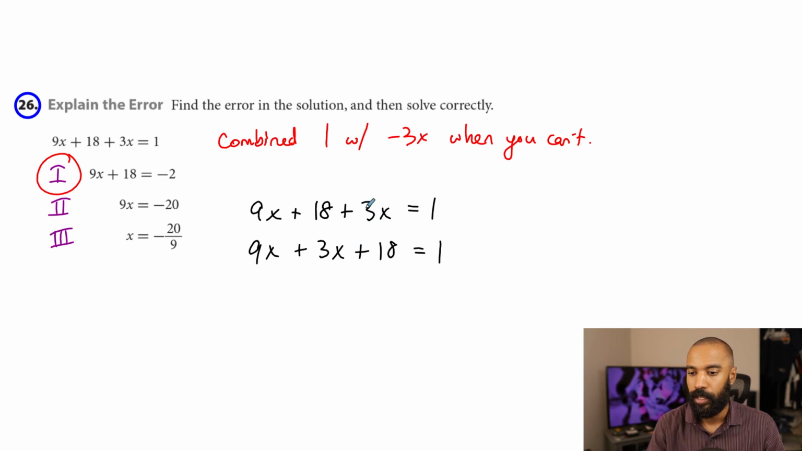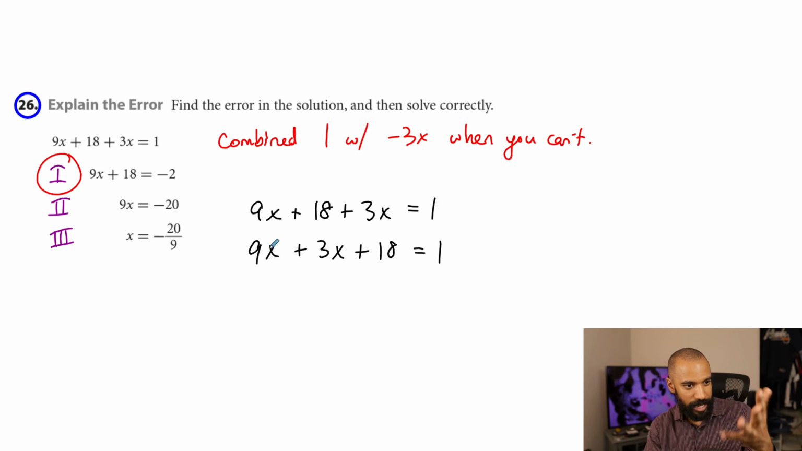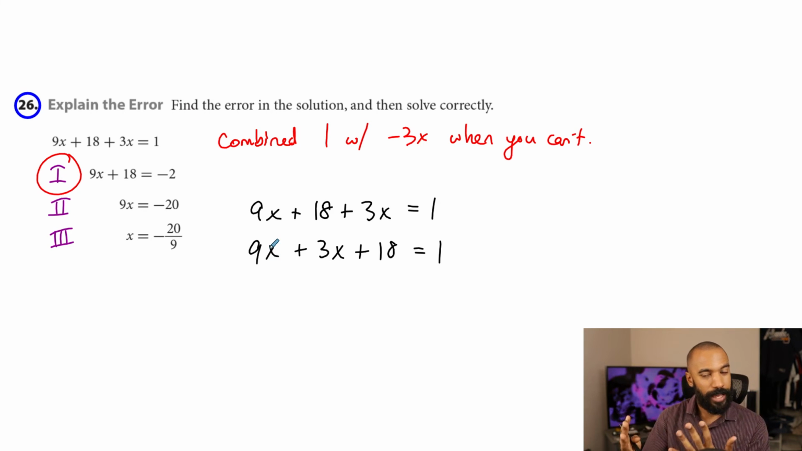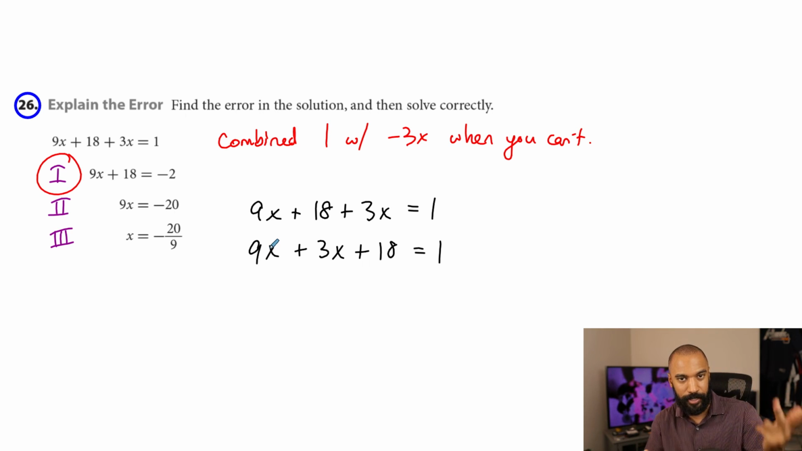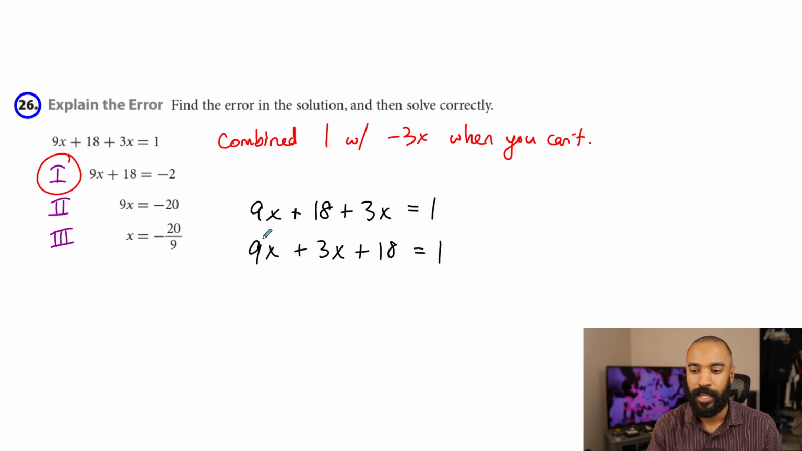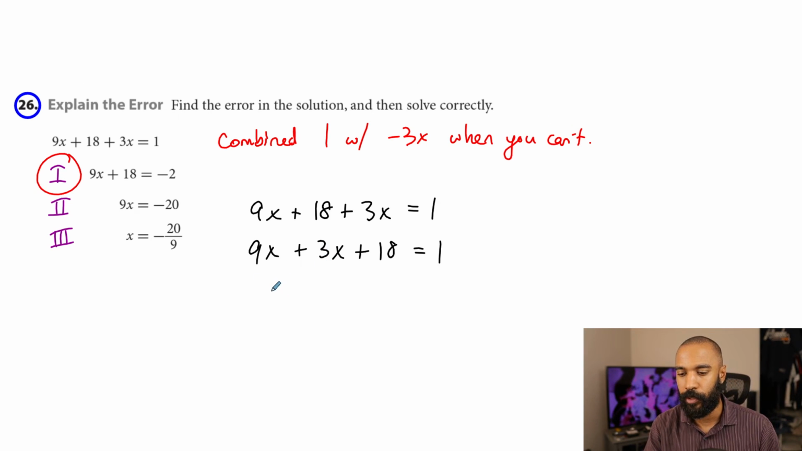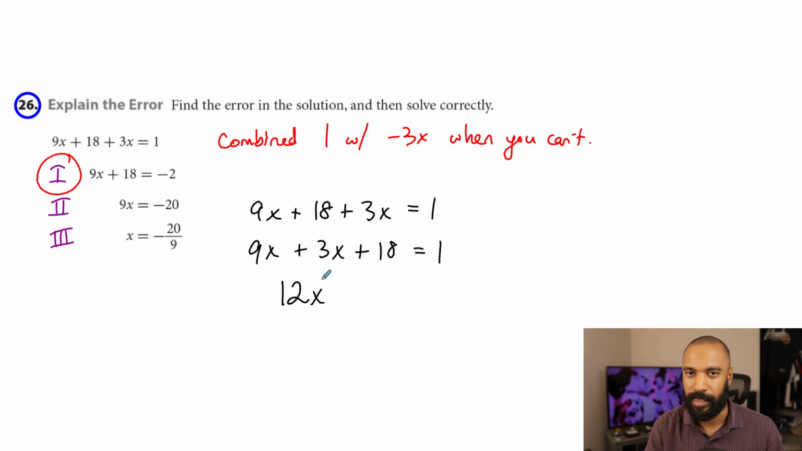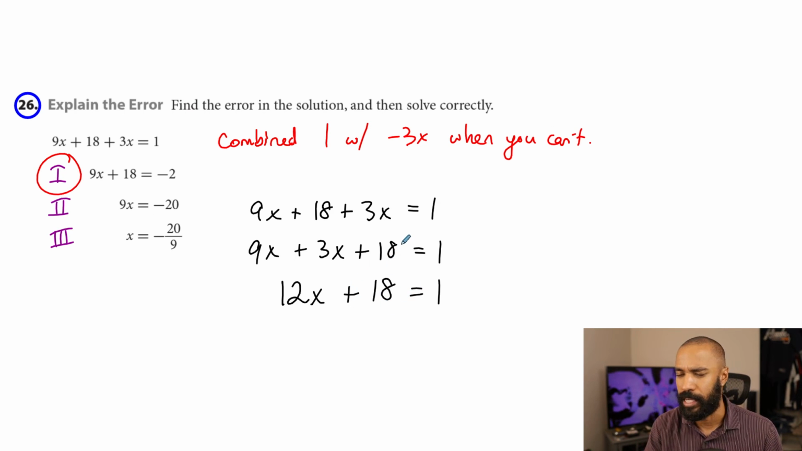I didn't change anything. Now to simplify, 9 multiples of x, x plus x plus x plus x plus x, 9 times, plus 3 more x's, x plus x plus x, is 12 total x's. 9x plus 3x equals 12x. Just like 9 plus 3 equals 12, these two can combine, the 9x and the 3x. That's actually allowed. 12x plus 18 equals 1. Notice I didn't do anything yet with the 18. I'll do it in a bit. But these two combined by addition. That's allowed. 12 multiples of x.